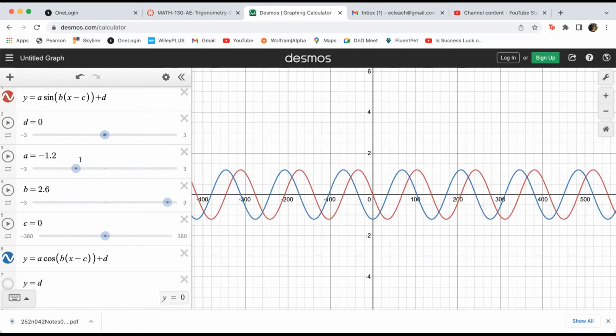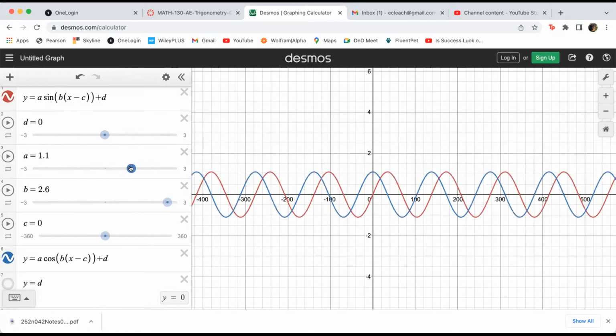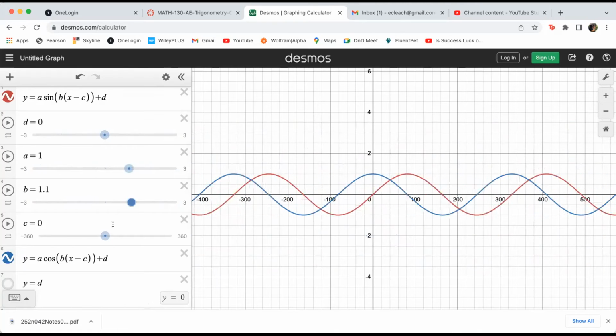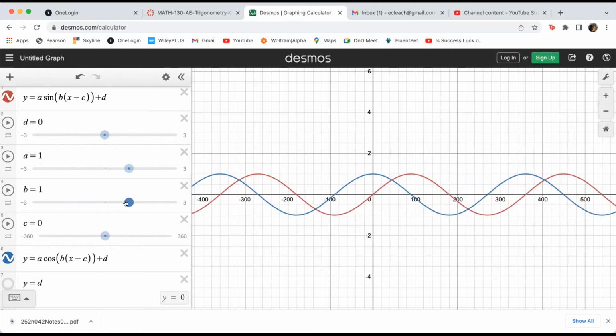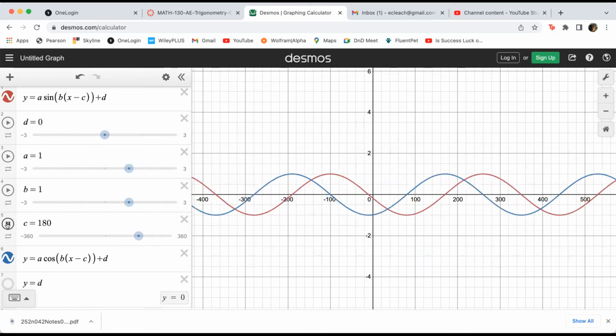Let's take a break while I reset. Let's pause all these. Go back to your base. D is addition, so its base is 0. A is multiplication, default is 1. B is multiplication, default is 1. C is addition. We haven't looked at that one yet, but you can guess.